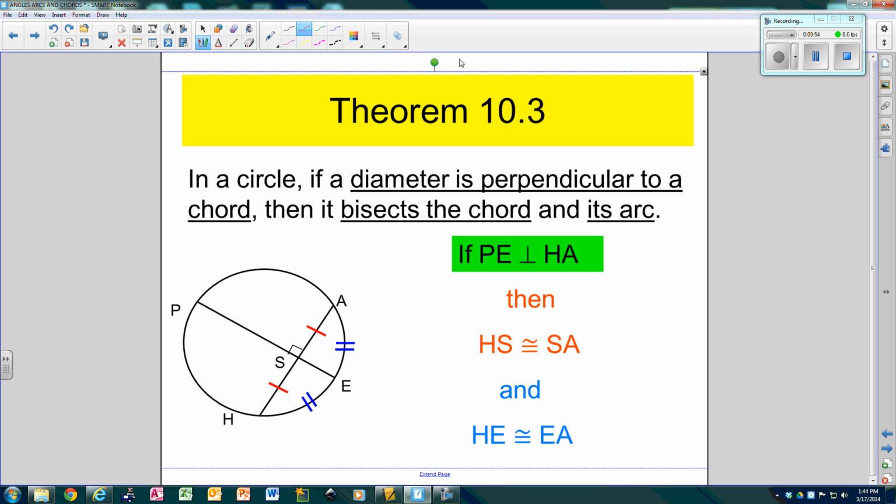Okay, now this one says if you have a diameter that is perpendicular, so I have my diameter here, and if it's perpendicular to a chord, then it cuts the chord in half and the arc. So now I have two equal pieces. So if my diameter is perpendicular to my chord, then segment HS is congruent to segment SA, and arc HE is congruent to arc EA.